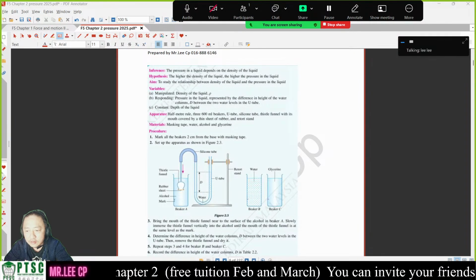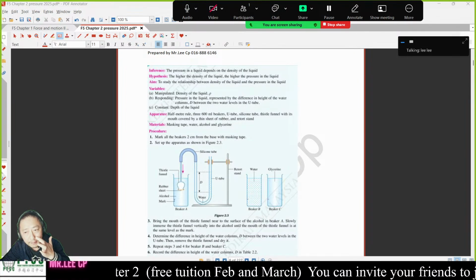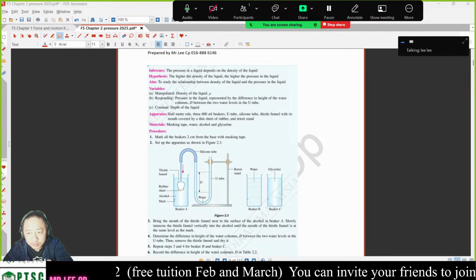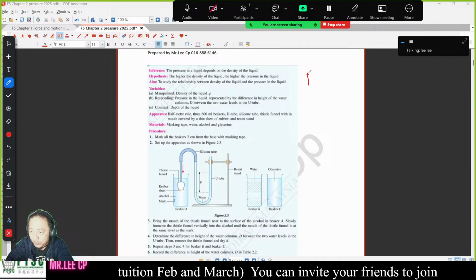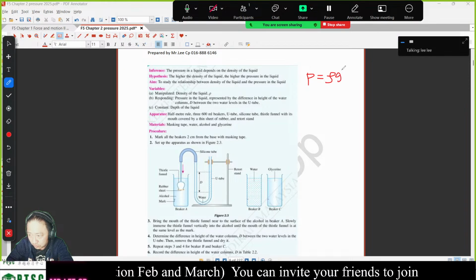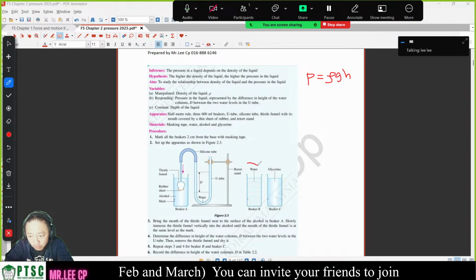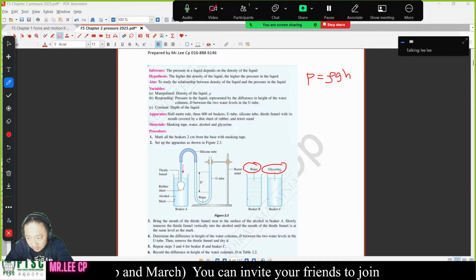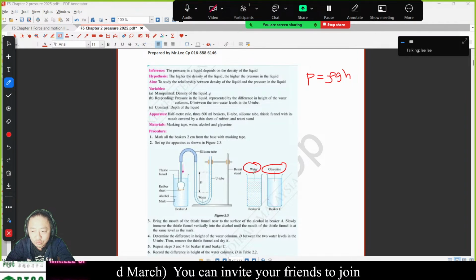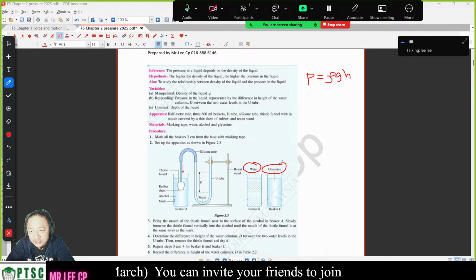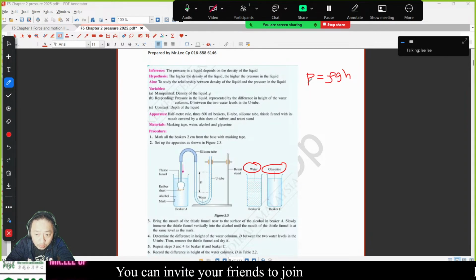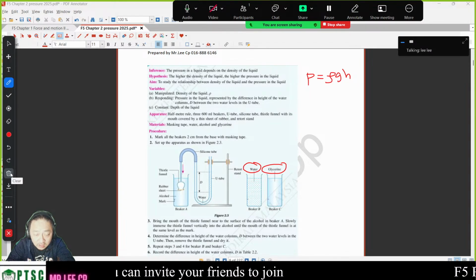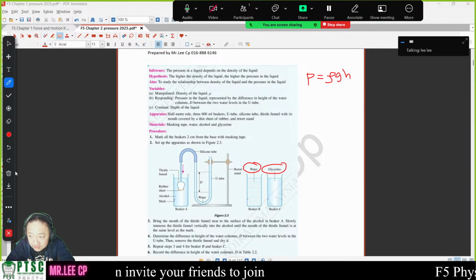Now, this one is the same. Now, the inference is that the pressure depends on the density. So we got pressure equals rho g h. You have two liquids, water and gasoline, right? You got higher density and lower density. So now the density is different, so the pressure will be different also. Just now it was the depth, now it is the density.